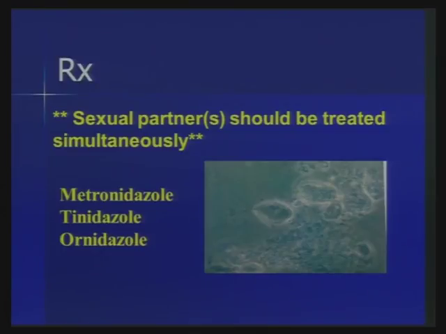For treatment, sexual partners should be treated simultaneously. What does it mean? Treatment: if the female is positive, give the drug to the male too. So it means that if the wife is positive with trichomonas, give the drug to the husband too. Both partners, or if they have more than one partner, give all of them.